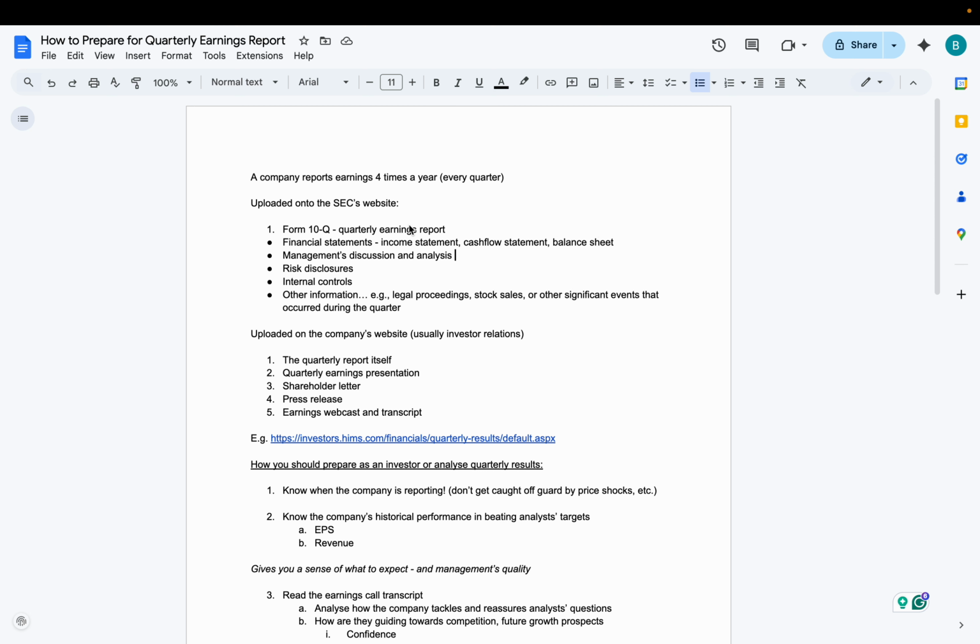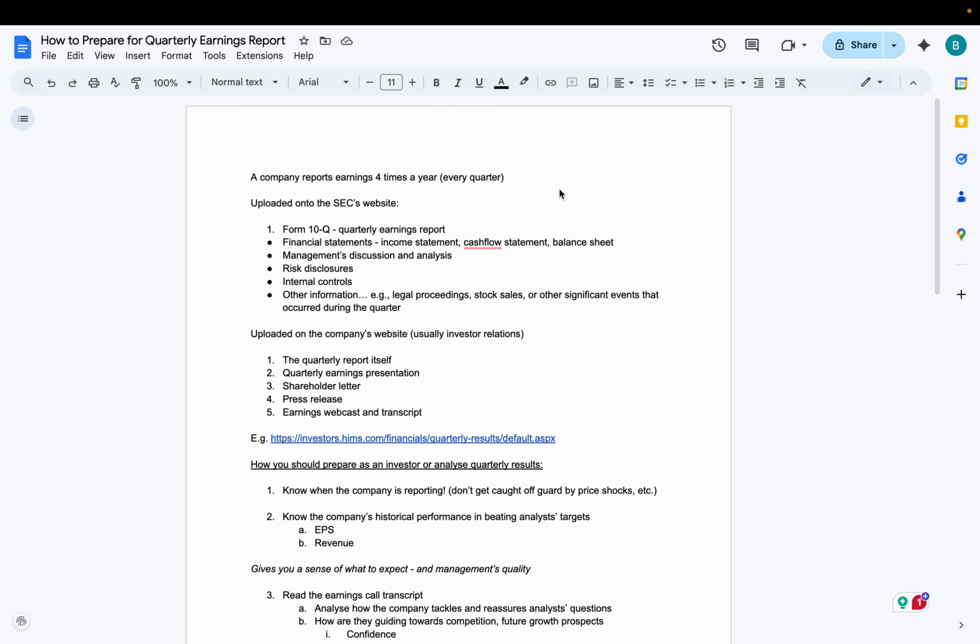So before we begin, I think it's good to know exactly what an earnings report is, right? Basically, a company listed on the US stock exchange will report earnings 4 times a year, so every quarter or every 3 months, right? This earnings report in its most bare bones format, which is the Form 10-Q, will be uploaded onto the SEC's website. So you can go onto the SEC's website, search for the company that you are potentially looking into or already invested in, and just download the report and analyze it.